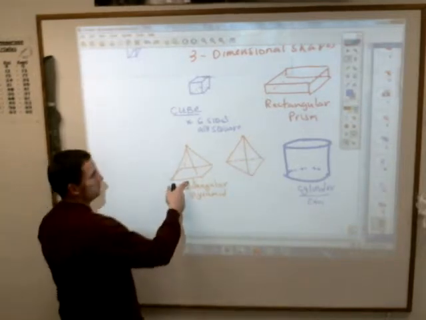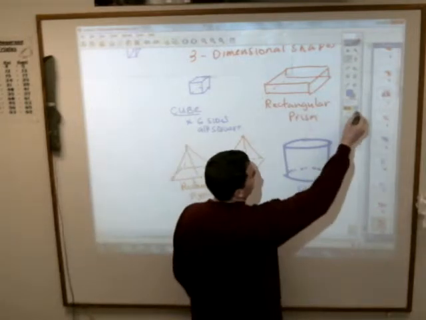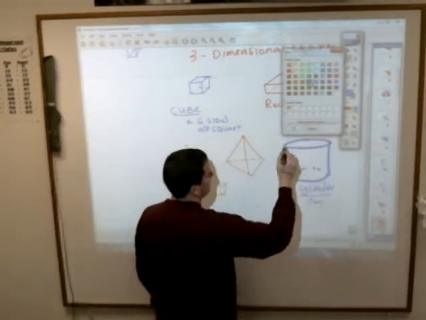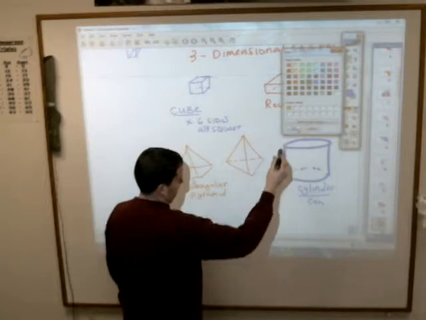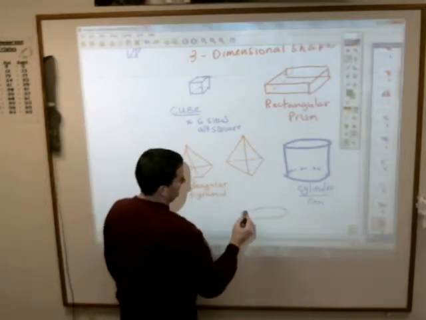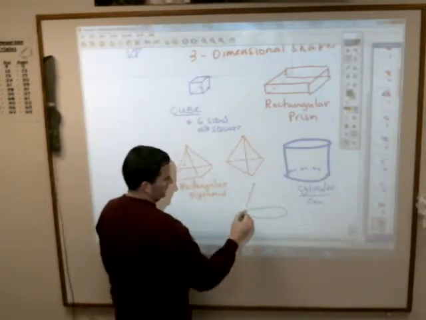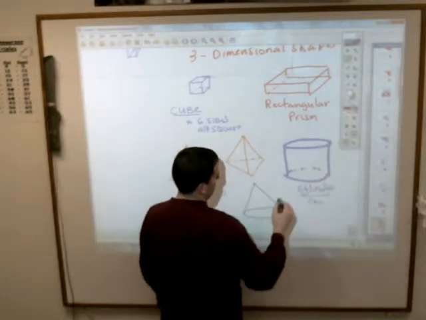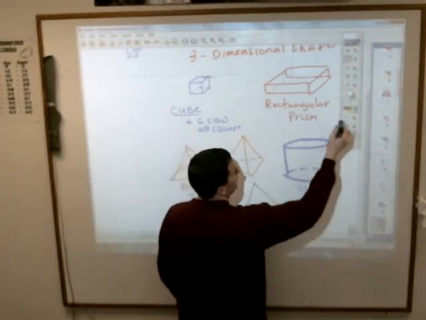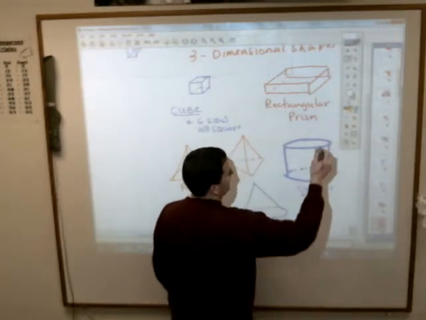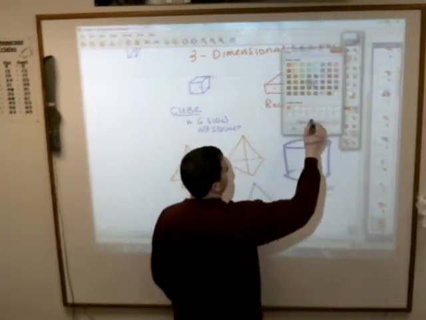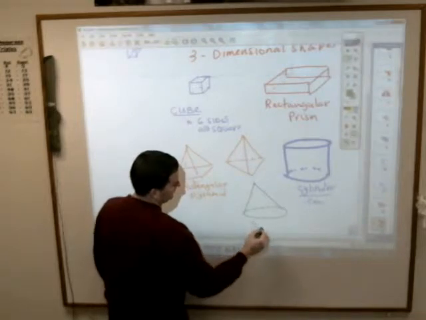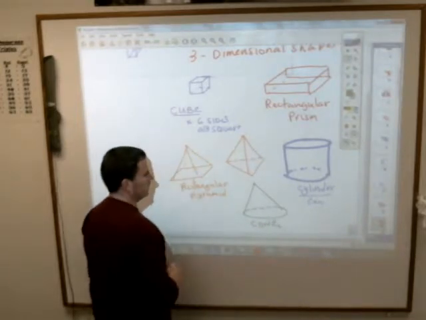A can that's a pyramid. Get a different color here. A can that is a pyramid. I hate to do this again to you, Jacob. A can that is a pyramid is called a rectangular... a cone.